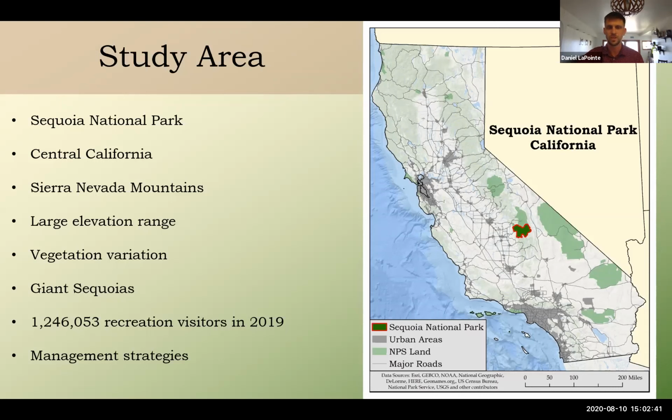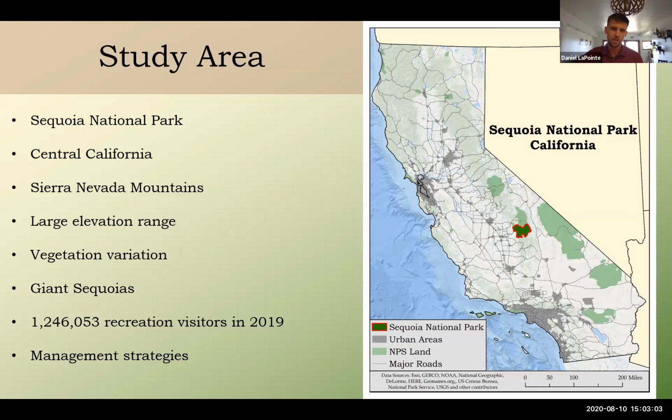This range of elevation causes quite a bit of vegetation variation. The alpine zones generally have pretty sparse shrubs, and then all the way down to the foothills, it's more forested, and you actually have the giant sequoia groves there in the western portion of the park, which is the namesake of the park.